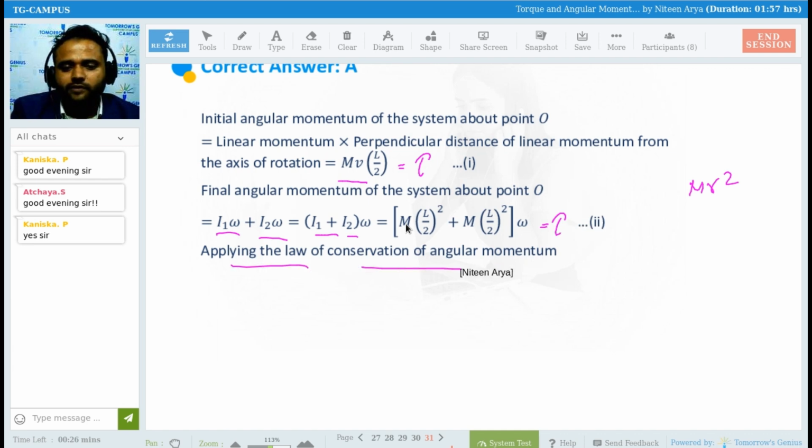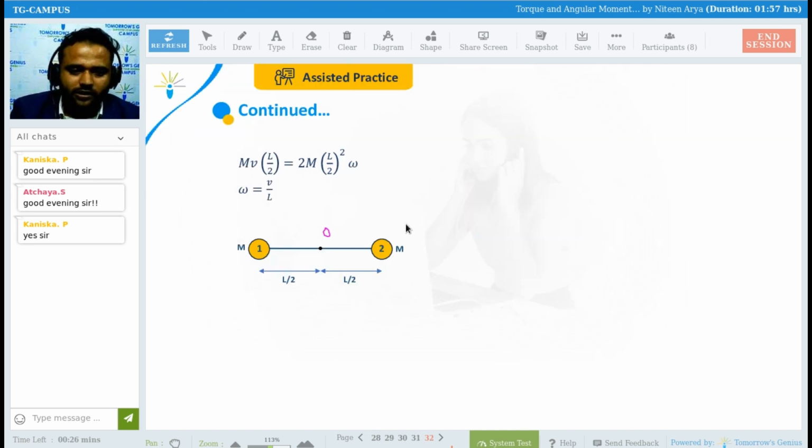So applying the law of conservation of angular momentum, these are going to be equal. We equate equation number 1 and 2. Then mv L by 2 equals 2m L square by 2 into omega. So simply omega is going to be v by 2. This 2 is going to be cancelled, L by 2, and one L by 2 is going to be cancelled from itself directly. So this is how you can find your correct answer, A.